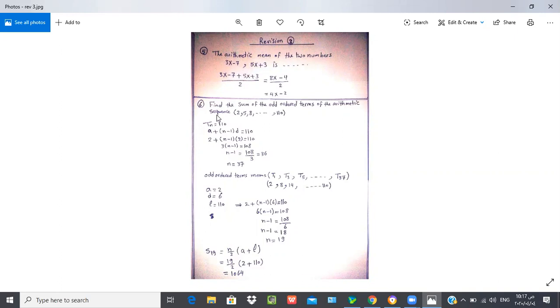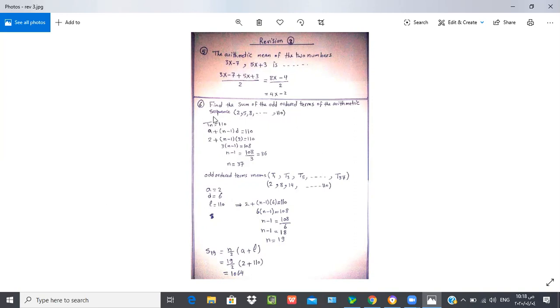Okay. Here, he asks you to find the sum of the odd ordered terms of the arithmetic sequence, this sequence. He asks you to find the odd ordered terms. What is the meaning of that, guys? It means he asks you to find T1 and T3 and T5. These are the odd ordered terms. So from here, I must know how many terms are in this sequence.